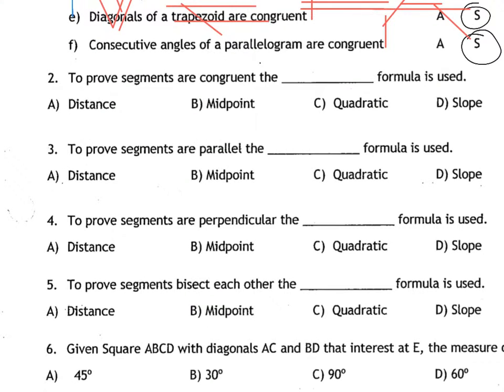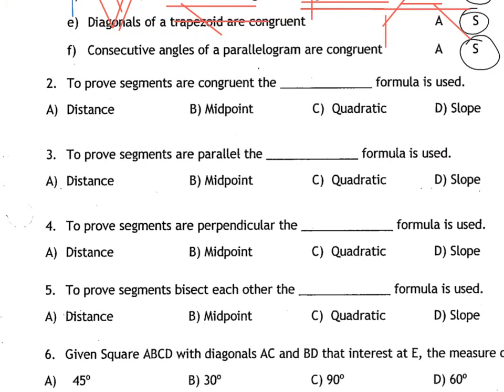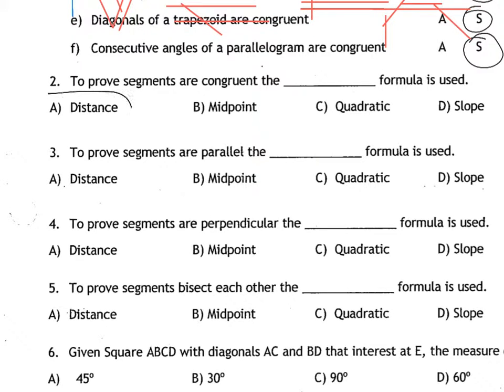Next question, number 2, to prove segments are congruent, the distance formula is used. The distance formula is basically the same thing as the Pythagorean theorem. Sometimes when we were doing our coordinate proofs, we would draw in right triangles and use the Pythagorean theorem to find those distances to show that the segments are congruent. To prove segments are parallel, we would use the slope formula, that we would need the same slope. To prove segments are perpendicular, we would use the slope formula. Those slopes would have to be opposite reciprocals.